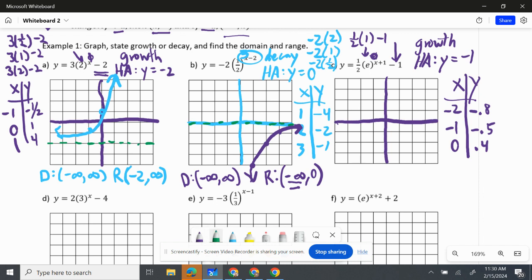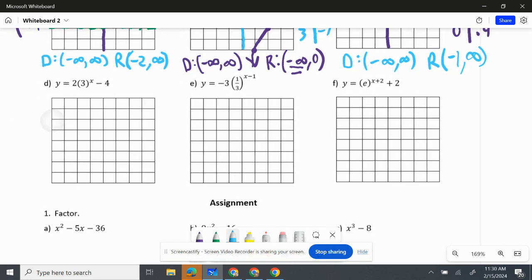We see that our horizontal asymptote is at -1. And then when we're graphing this, we have -2, -0.8, -0.5, and a +0.4. So it's slowly going up. Our domain is always the same, -infinity to infinity. And our range, notice that it's above the line, so that means that our range is going to be, not 0, it's going to be -1 to infinity.